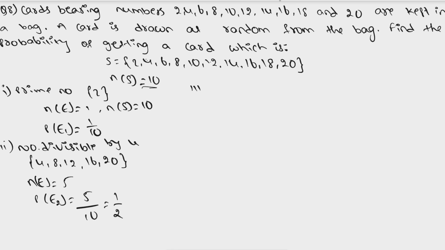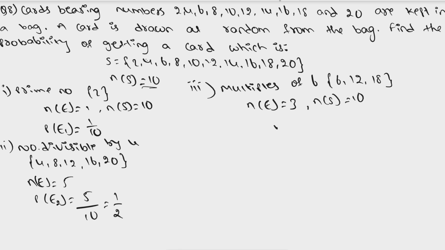And the third one is to find a number which is a multiple of 6. Multiples of 6. So a direct question, multiples of 6 are 6, 12 and 18. So how many favorable outcomes do we have? 3. And total outcomes, which we know, is equal to 10. The probability of this third event is n of E by n of S, which is 3 by 10. This is the probability of getting a multiple of 6. And next we need to find the probability of getting an odd number. As I said before, all the numbers are even numbers here. So favorable outcomes will be equal to 0.